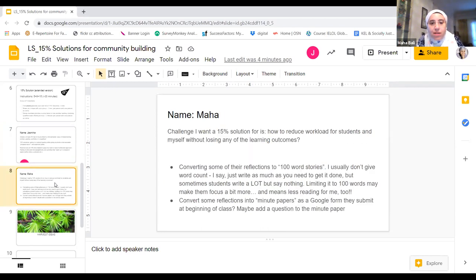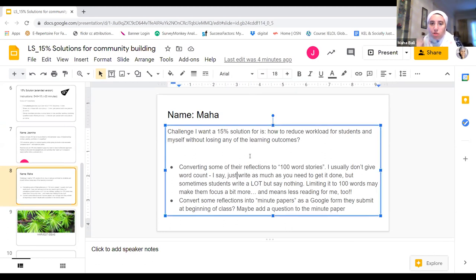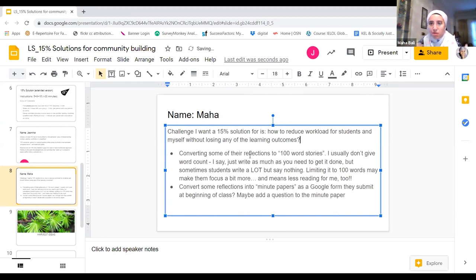All right, so my challenge was mainly, I want a 15% solution that reduces workload for me and for students. One of the things that really bothers me with student reflection is I try to explain to them the idea of reflecting on what they learned and how to apply it, and what's in the future, what they are going to do differently, and so on.